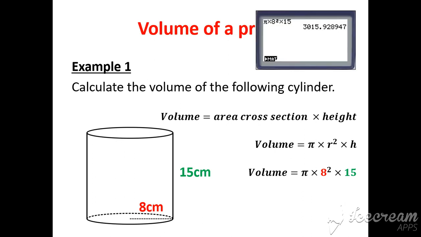I need my calculator to help me out here. Pi times 8 squared times 15. Please make sure you remember how to get pi on your calculator. Gives me this number here. I'm going to round it to 3015.9 centimeters cubed. I've rounded it to 1 decimal place. Now remember, 1 centimeter cubed is just a small cube that's 1 centimeter by 1 centimeter by 1 centimeter, and I would need 3015.9 of these little cubes to fill up the same space as that cylinder.